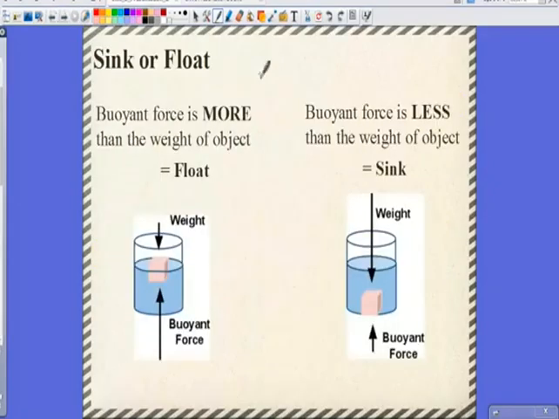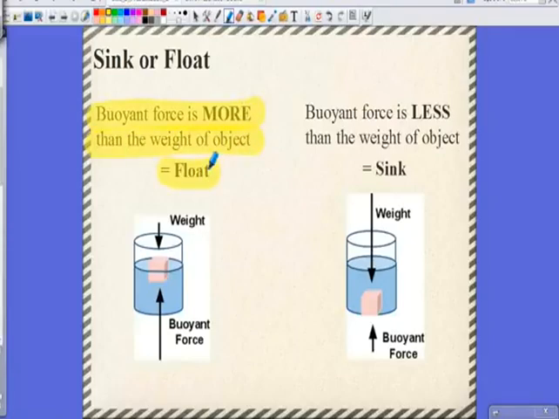So how does it tell us then that an object will sink or float? Well, if we can find the buoyant force and the weight of an object, and finding the weight is pretty simple, right? You put it on the scale, and to find the buoyant force, we just need an overflow can. But how can we predict if something will sink or float? Well, if the buoyant force is more than the weight, it's going to float.